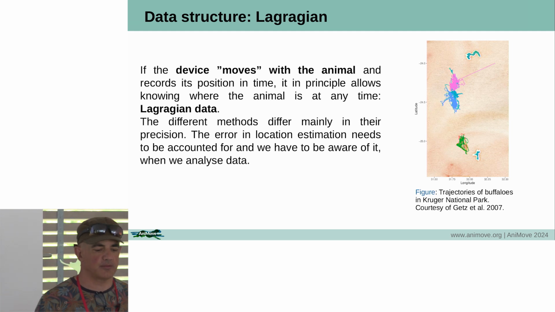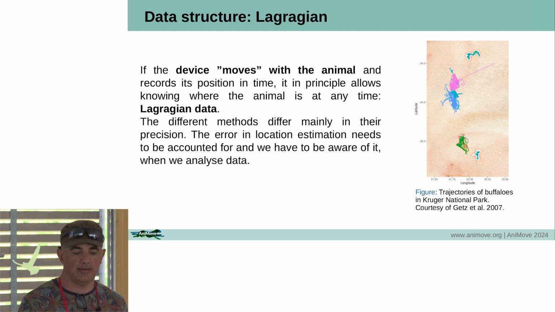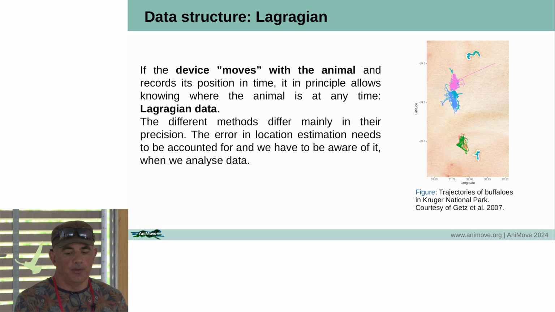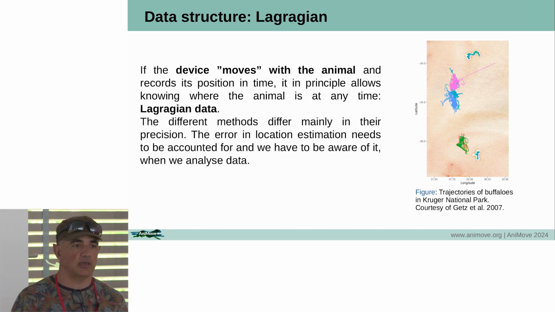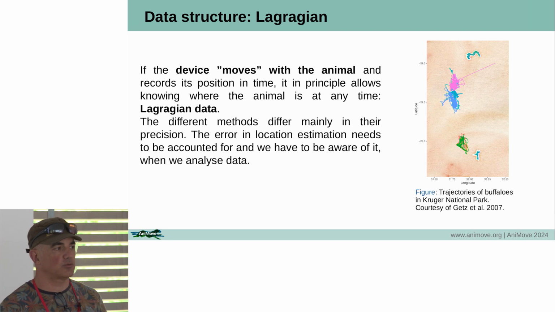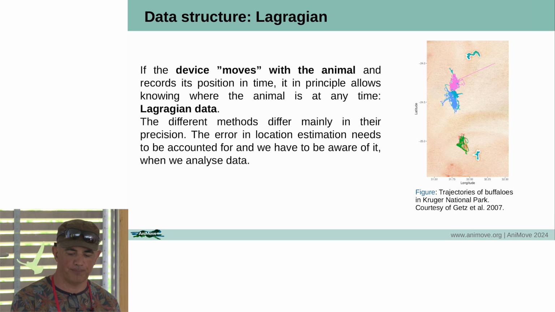So the different methods differ mainly in their precision. And we already also see that there is probably error associated still with the GPS. Even though we have GPS on these buffaloes, there is this one odd point out there that suggests that maybe not everything is true about GPS as much as we think or we would like it to be.